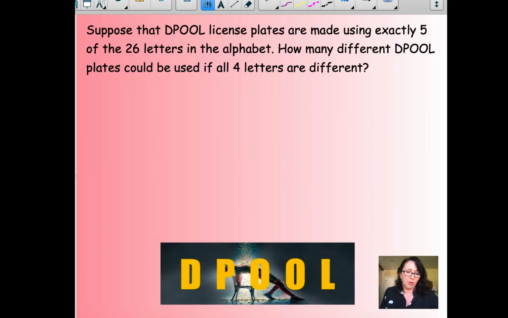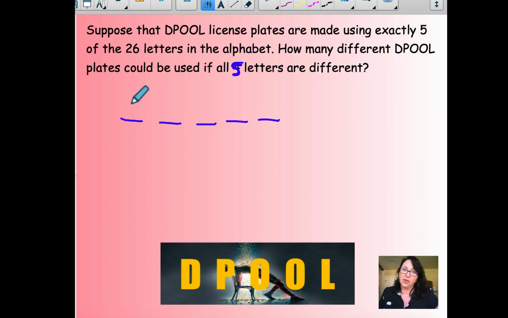Now, let's suppose we have Deadpool license plates. Wouldn't that be awesome? And they are made using exactly 5 of the 26 letters in the alphabet. So how many different ways can they be made if all 5 letters are different? So we're thinking about 1, 2, 3, 4, 5 letters in the alphabet. You've got 5 spaces for your letters. How many different Deadpool plates can be used?